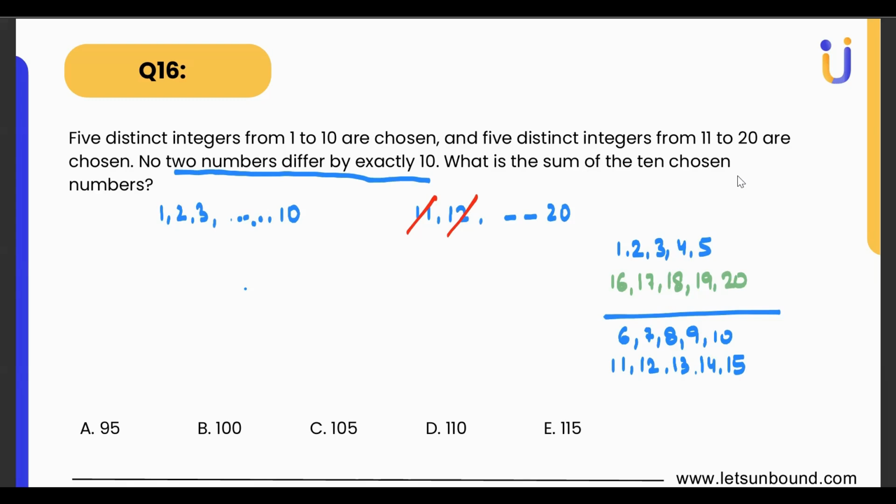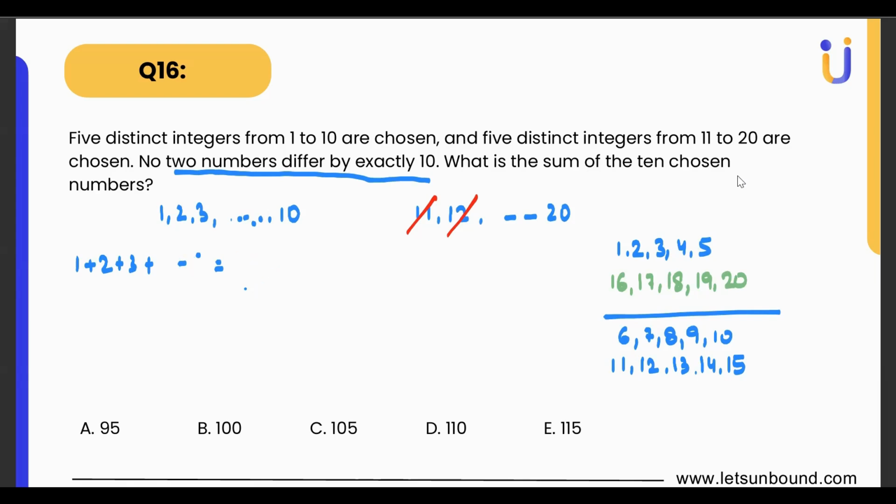Now, the question says, what is the sum of the 10 chosen numbers? Then you can quickly add the numbers and see the result. One way is to go about it manually and add them. For example, 1 plus 2 plus 3 plus 4 plus 5. When we are doing 1 plus 2 plus 3 plus 4 plus 5, that's the sum of the first 5 natural numbers. We have the formula n times n plus 1 divided by 2. So 5 times 6 divided by 2. For 16, 17, 18, 19, 20, you can add manually also. That's one way to go about it.